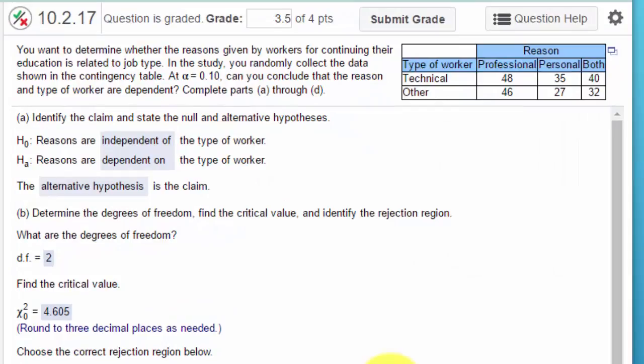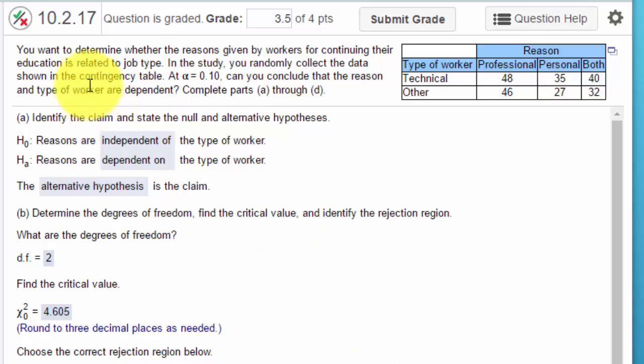Hi, this is Don, and I want to take a few minutes to go over a chi-square test for independence, because I think there are a couple of things that I've seen people missing and I want to talk about. So this may be a little bit longer than most of my videos.